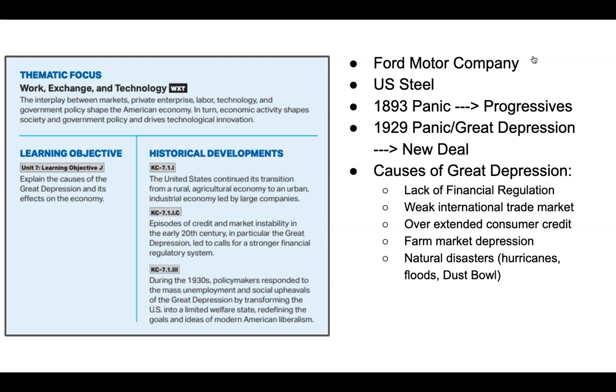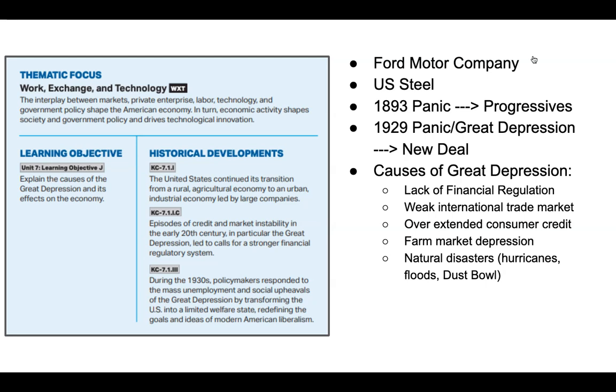If we move on, this one's really about what caused the Great Depression. During the 1920s, there was a huge economic boom, as we talked about. You had massive companies like the Ford Motor Company growing tremendously. You had large companies like U.S. Steel, Standard Oil, and so forth.